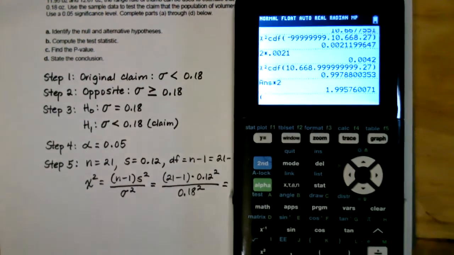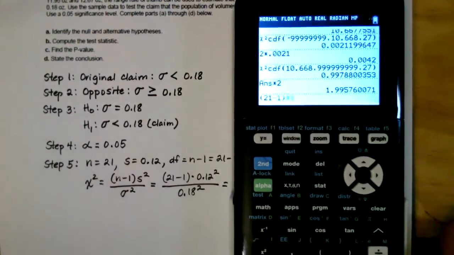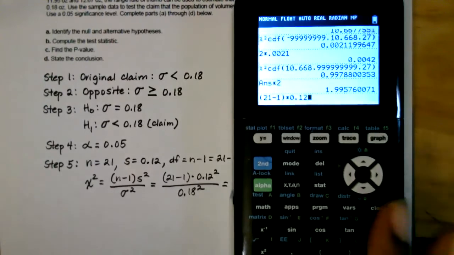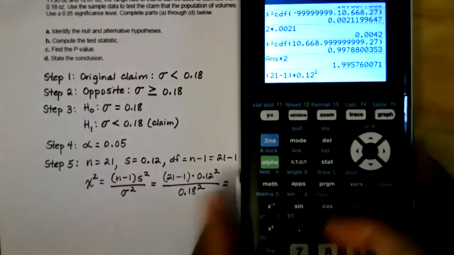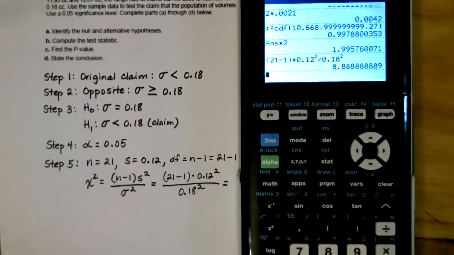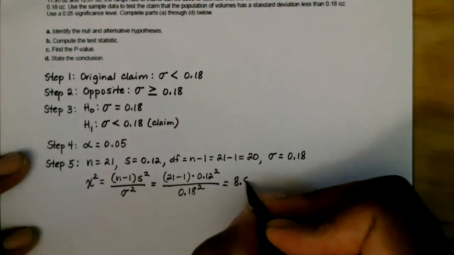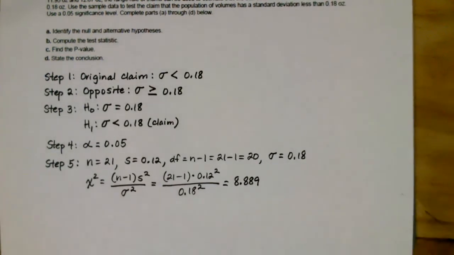All right, so now, let's see. Left parentheses would be 21 minus 1, close parentheses, times 0.12, and then that's going to be squared, divided by 0.18. That's going to be squared. And then hit enter. To 3 decimal places, this will be 8.889. That's the test statistic for our sample statistics here.